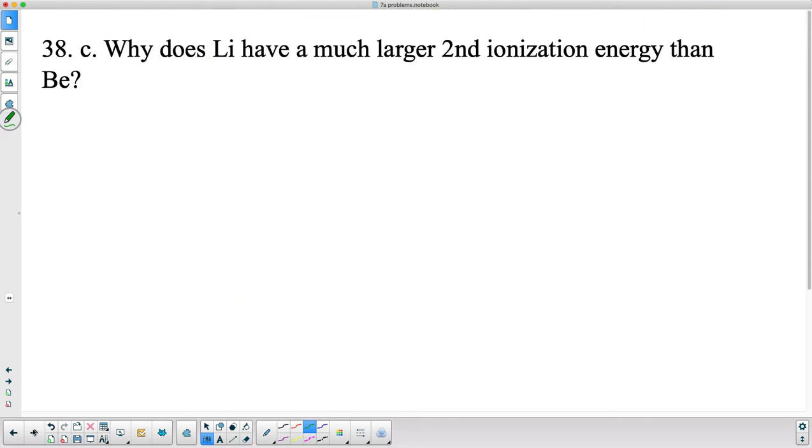Moving on. Why does lithium have a much larger second ionization energy than Be? It's always the same for second ionization energy. Lithium is 1s2, 2s1. But beryllium is 1s2, 2s2.